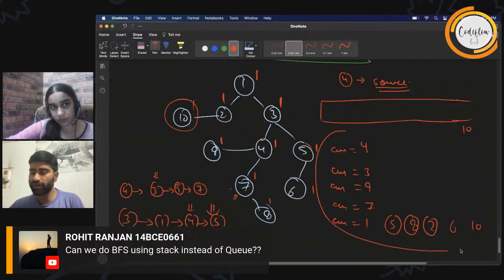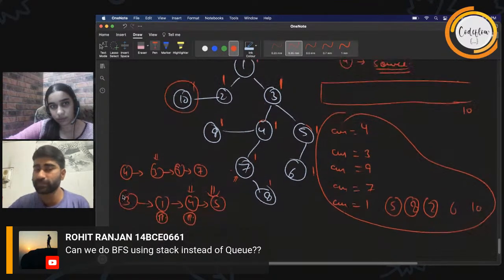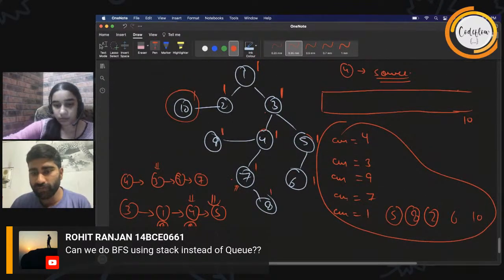So guys, this is the order in which BFS will be performed, that is 4, 3, 9, 7, 1, 5, 8, 2, 6, and 10. So we can easily see this is the distance 0 from 4. These 3, 9, and 7 are at a distance of 1 from 4. 1, 5, 8 are at a distance of 2 from 4. 2, 6 are at a distance of 3 from 4, and 10 is a distance of 4 from 4.